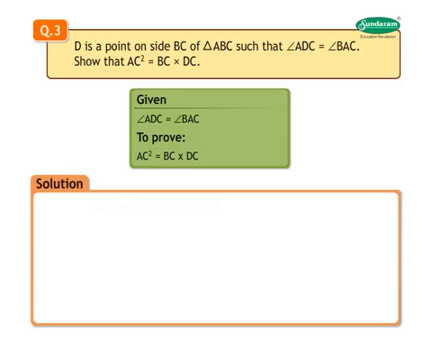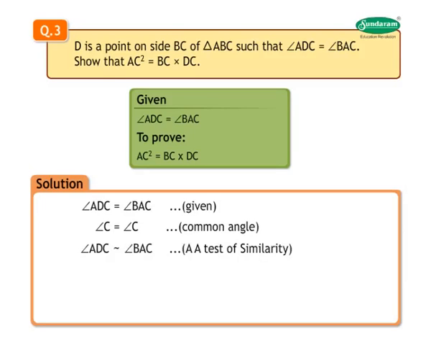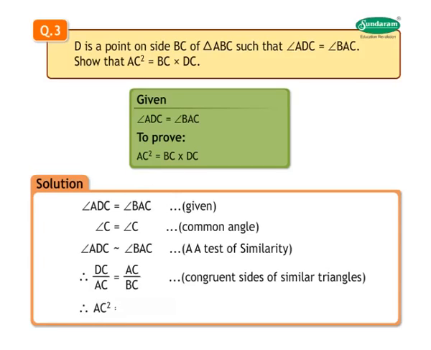Solution. It is given that angle ADC is equal to angle BAC. Angle C is the common angle. By AA test of similarity, triangle ADC is similar to triangle BAC. Therefore, DC upon AC is equal to AC upon BC as they are corresponding sides of similar triangles. Therefore, AC square is equal to BC into DC.